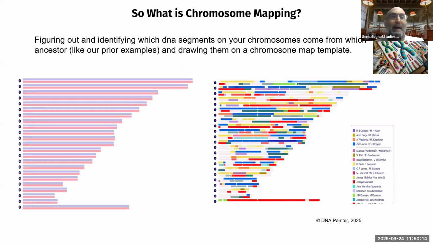So what is chromosome mapping? Chromosome mapping is figuring out and identifying which DNA segments on your chromosome come from which ancestor, like our prior examples, and drawing them on a chromosome map template. So this is a template that's blank, and here is a completed DNA map. As you can see, the different segments are colored in different colors, and the ancestor that they've been assigned to, that they came from, is in the legend down here next to the color.